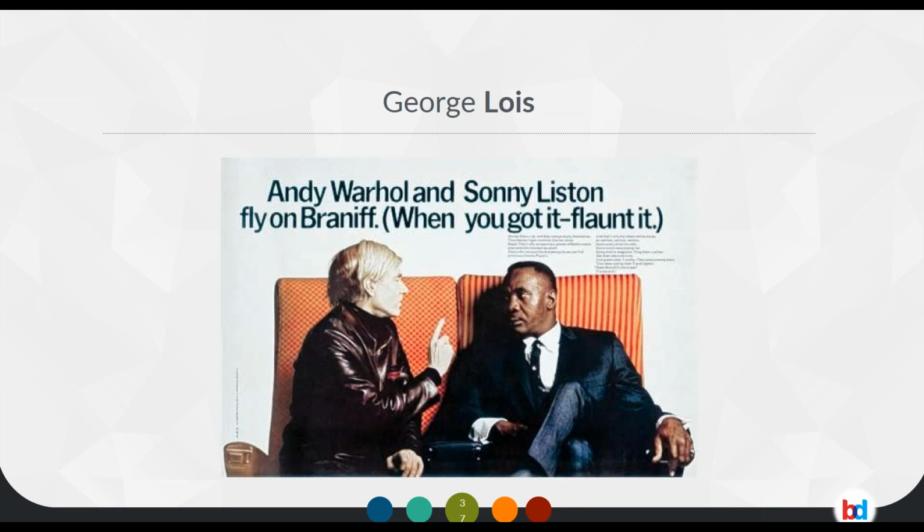When You Got It, Flaunt It was one of the most successful campaigns for Braniff. It's a headline that got people to pay attention to an airline.